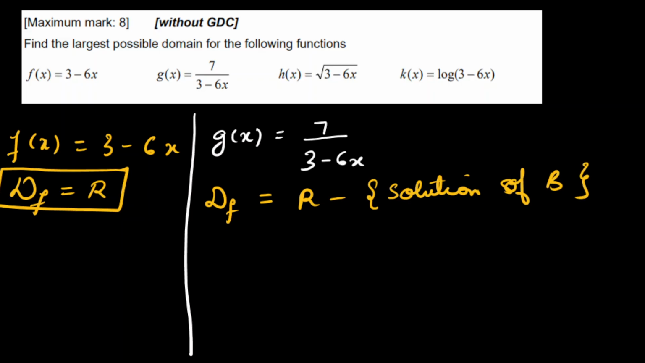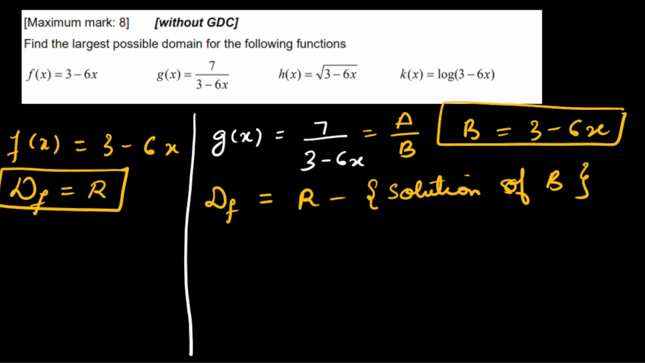So for that we have to find the solution of b. How to find the solution of b? What is b here? This is a by b form, so from here we can see b is 3 minus 6x. To find the solution of b, we can equate b with 0. So 3 minus 6x is equal to 0. We can find the value of x, and the value of x means the solution of b.